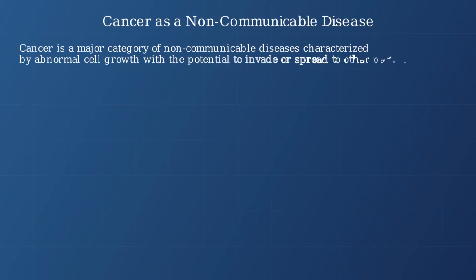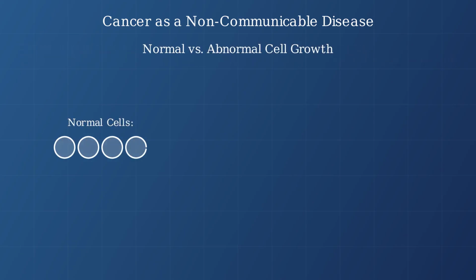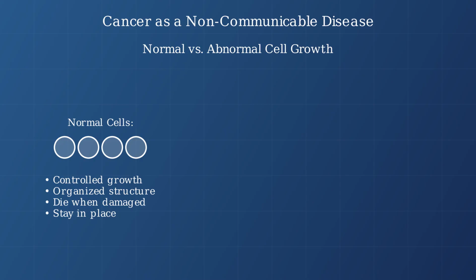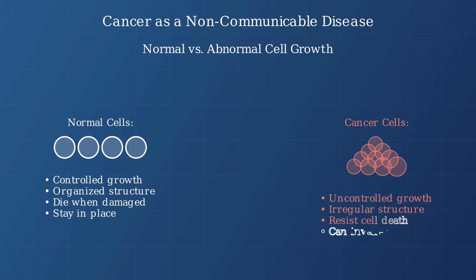Cancer is a major category of non-communicable diseases characterized by abnormal cell growth with the potential to invade or spread to other parts of the body. Let's look at the difference between normal and cancer cells. Normal cells grow in a controlled manner with organized structure. They die when damaged and stay where they belong. Cancer cells, however, grow uncontrollably with irregular structures. They resist normal cell death signals and can invade neighboring tissues.